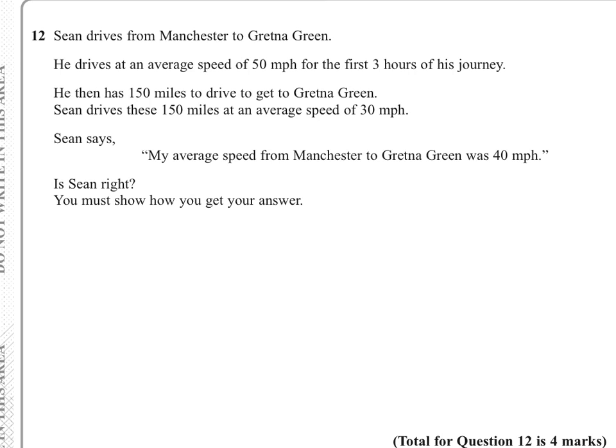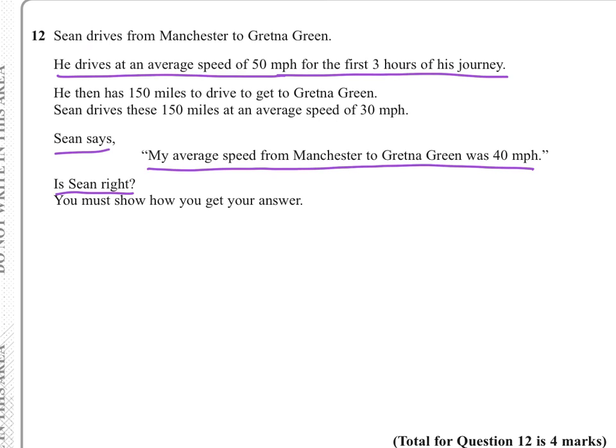Question 12. I think these are quite difficult, these types of question. Sean says that the average speed from Manchester to Gretna Green was 40 miles an hour, and you've got some information, and you've got to work out whether Sean was right. He drives at an average speed of 50 miles an hour for the first 3 hours of the journey. So if you're going to look at speed equals distance over time, because miles per hour just means miles over hours, and that's your speed. So you've got speed equals distance over time.